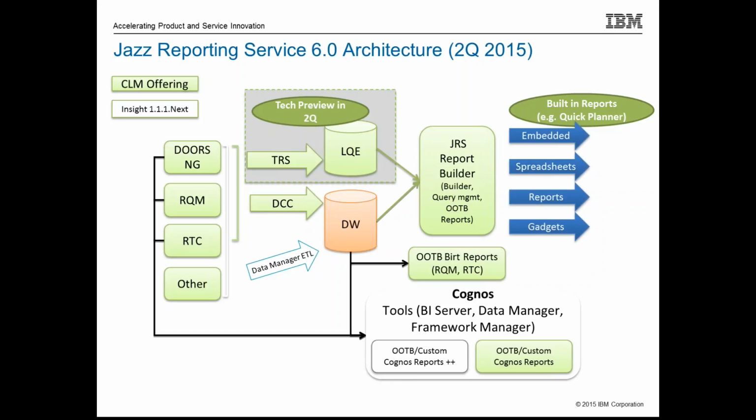Now, again, for any data in the data warehouse, as you'll see here, Jazz Reporting Service and the report builder, the out-of-the-box BIRT reports that come with RTC and RQM, or the existing Cognos reports that I mentioned through Insight or through RRDI, can all use the same data in the data warehouse. That allows us to iteratively introduce Jazz Reporting Service and not throw the baby out with the bathwater, so to speak. We can still take what you've had in terms of investment in reporting.